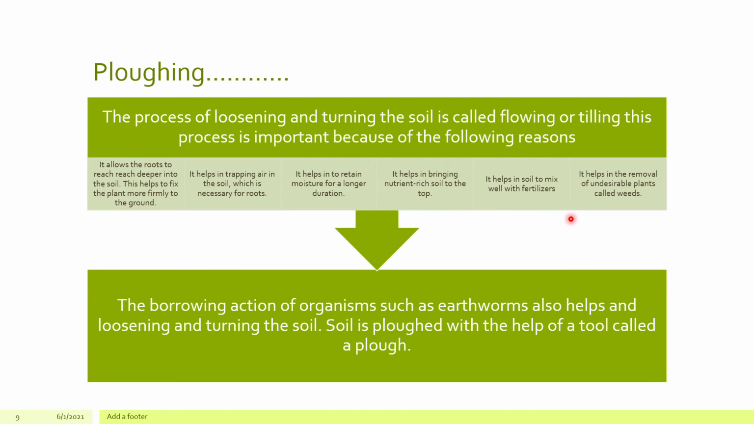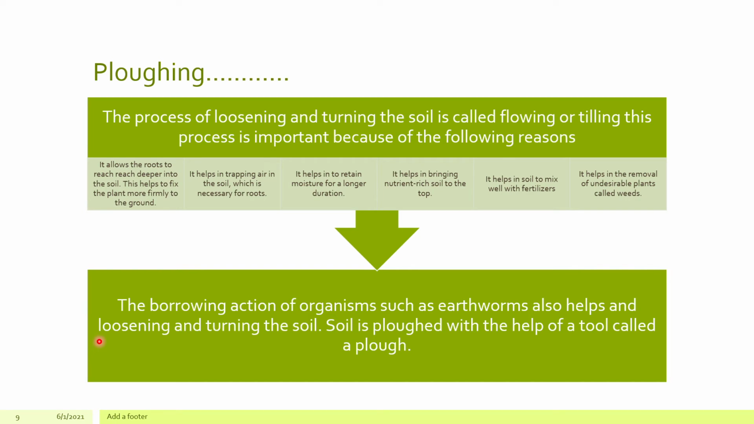If the farmers put fertilizer into the soil, the soil will get well mixed, not just in the upper layer. The fertilizer will mix well throughout the ground, as far as the roots reach. It helps in the removal of undesirable plants called weeds. What are weeds? Undesirable plants like grass. Grass is a weed. We don't grow grass. Plants that grow on their own, that we are not sowing, are called weeds.